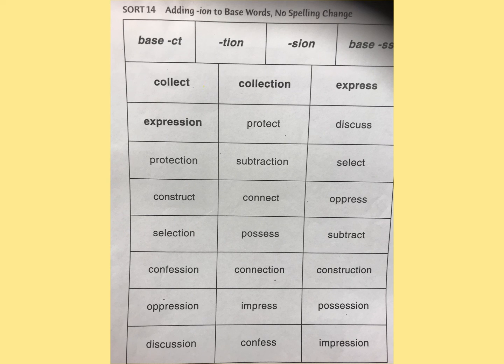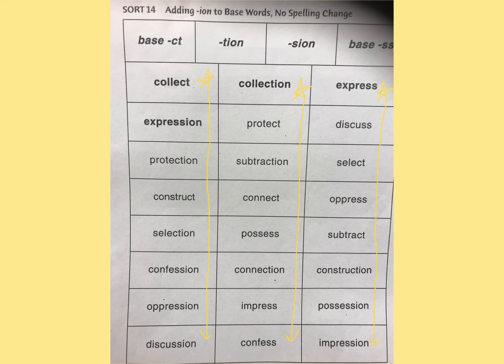So we're going to start with collect and move down. We have expression, protection, construct, selection, confession, oppression, discussion. Then we have collection, protect, subtraction, connect, possess, connection, impression, confess. And then we have express, discuss, select, oppress, subtract, construction, possession, impression.